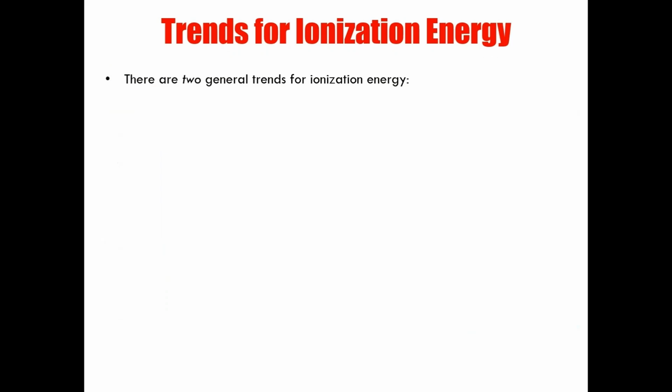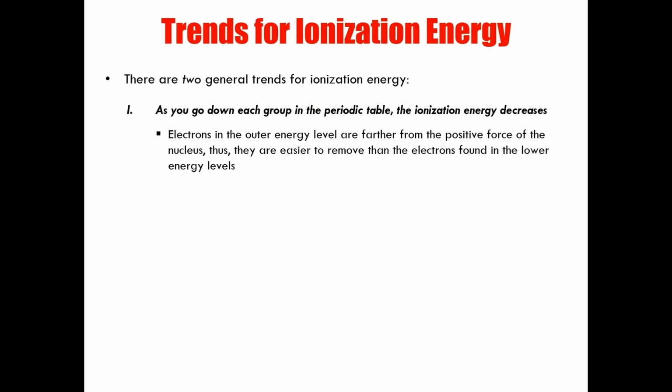There are two general trends for ionization energy on the periodic table. As you go down a group, the ionization energy decreases. This is of course justified because the electrons in the outer energy level are farther from the positive force of the nucleus, and thus they are easier to remove than electrons found in lower energy levels.